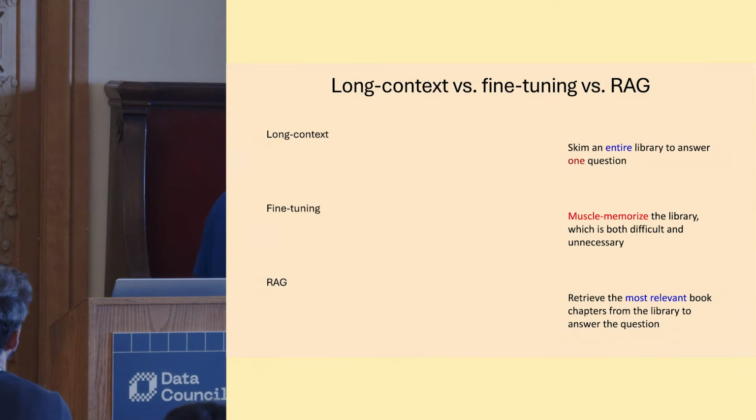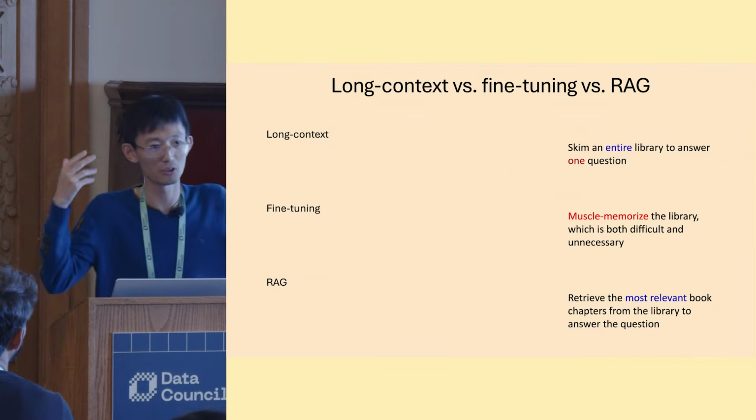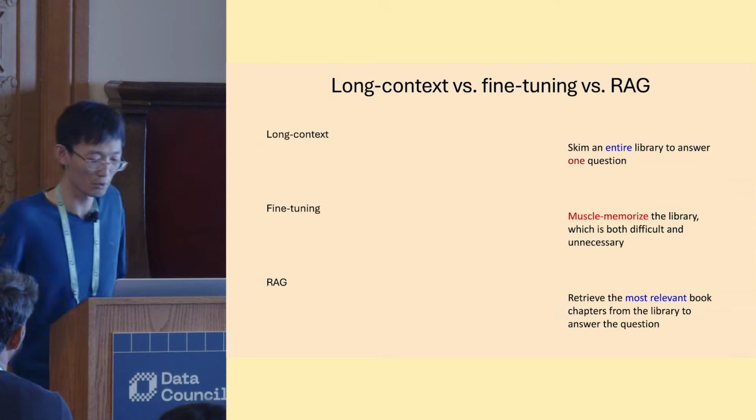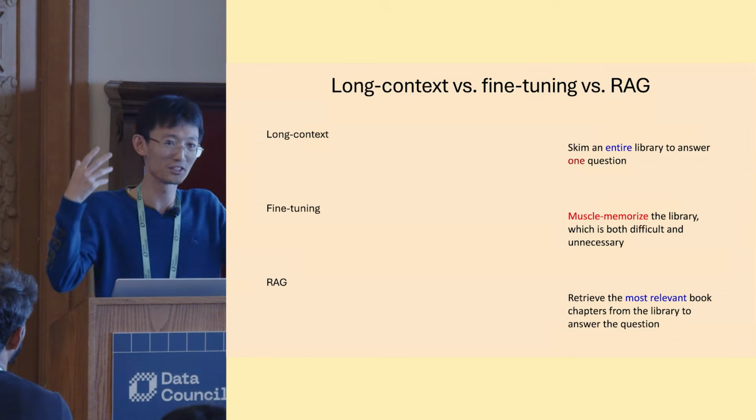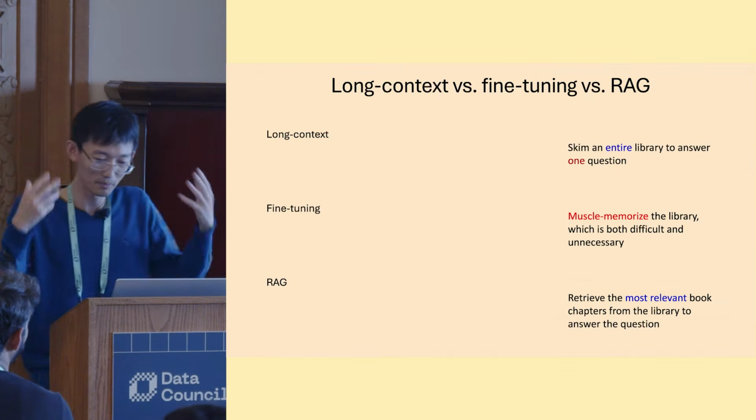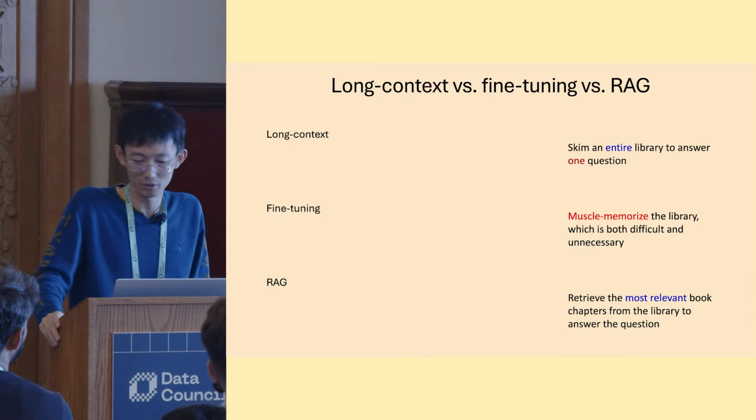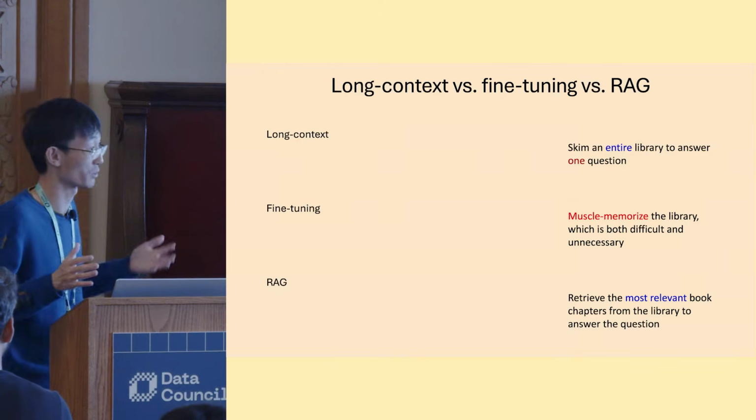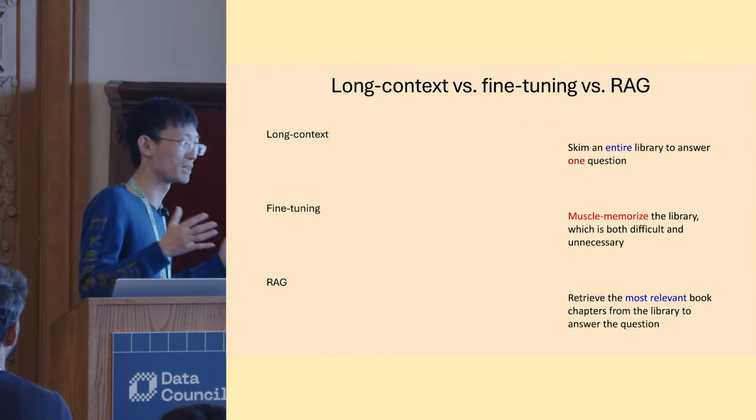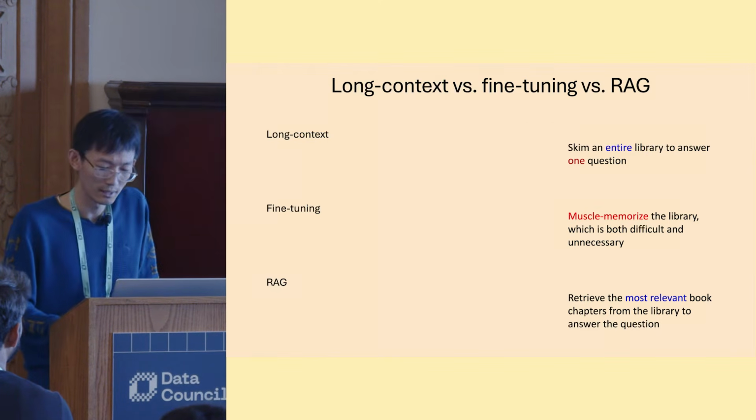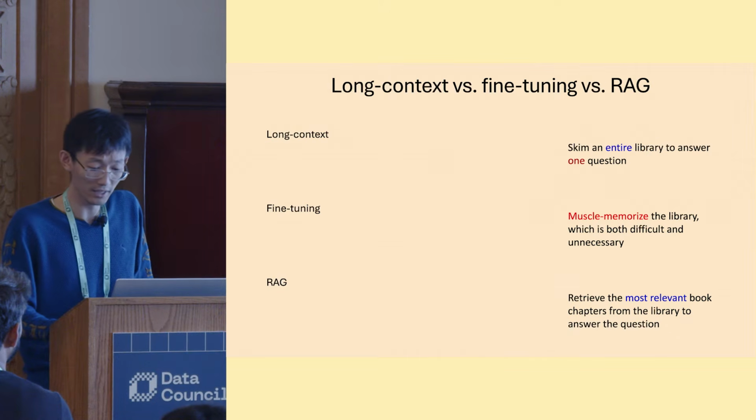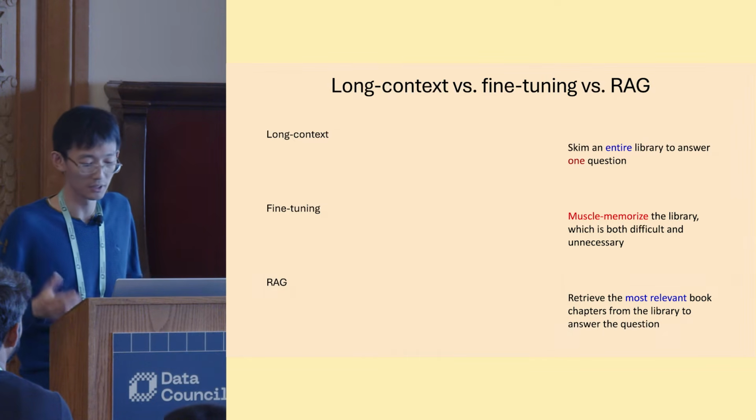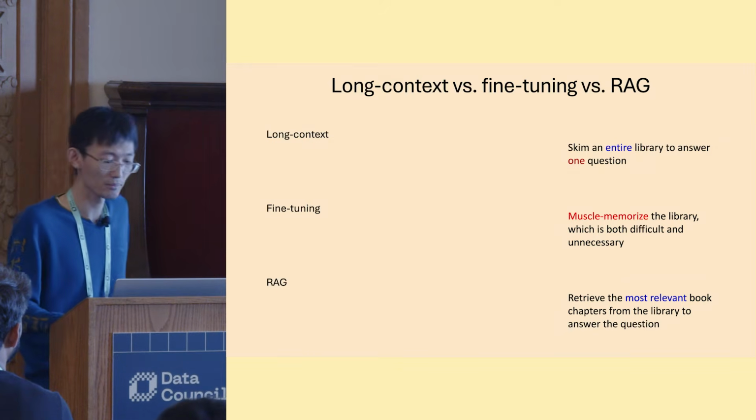For fine-tuning, it's like you muscle-memorize the library in some sense, right? You update the neurons and synapses in your brain so that you really keep everything in your neurons. In my opinion, that's difficult, and also unnecessary. Who really muscle-memorizes everything in the library? And RAG is like you retrieve the relevant books, book chapters, or paragraphs from the library to answer the question.